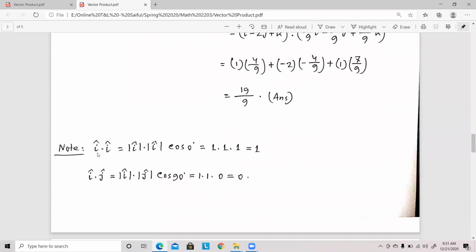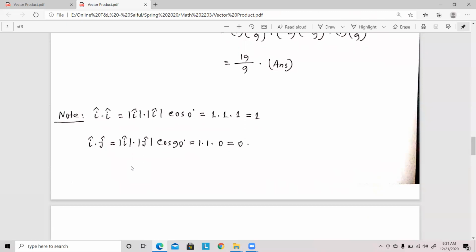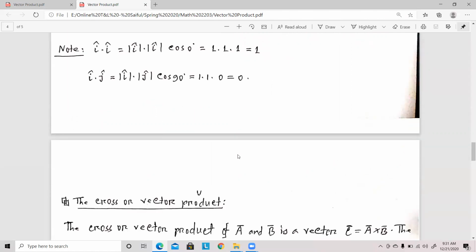Here given two notes: i dot i is the magnitude of i times the magnitude of i times cos 0, which is 1, and the magnitude of the unit vector is 1, that we know. And the dot product of i dot j is the magnitude of unit vector i, the magnitude of the vector j, and cos 90 degree, because i acts along x-axis and j acts along y-axis, and the in between angle is 90 degree, and we know cos 90 degree is 0. That's why ultimately we get 0.